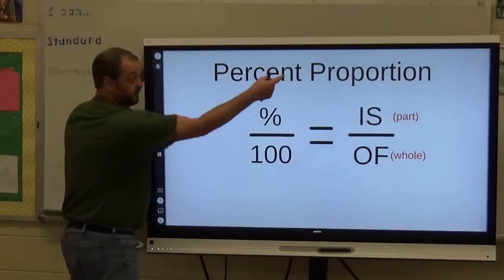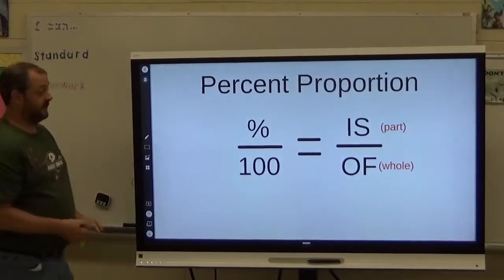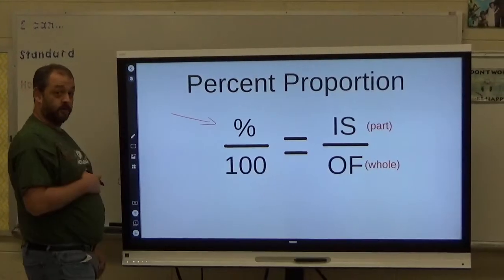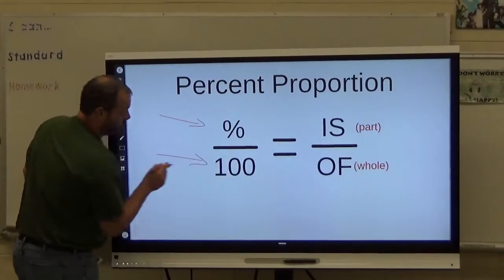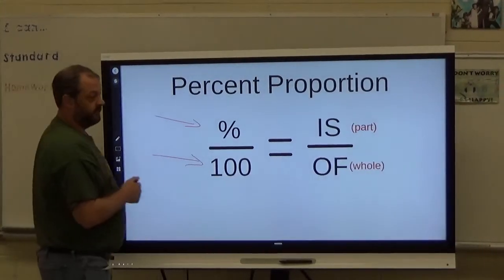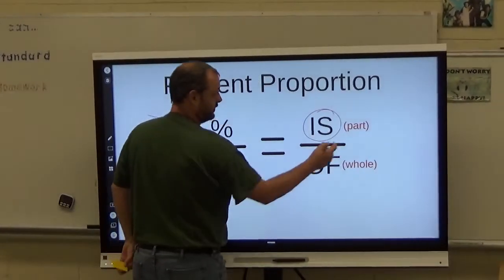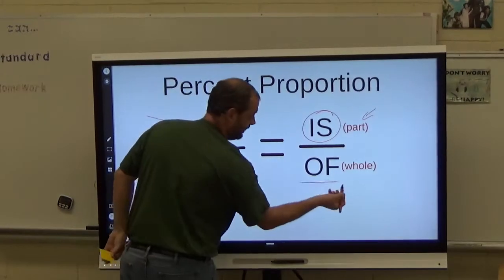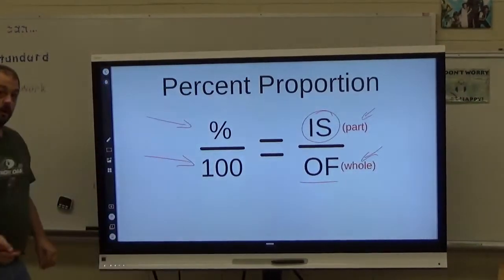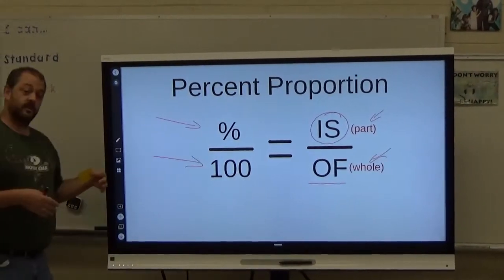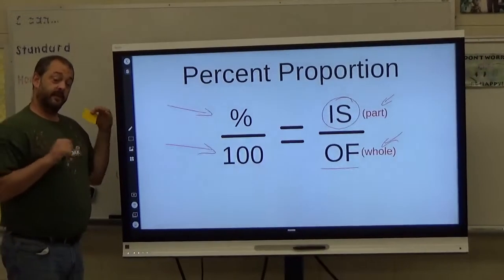It's called percent proportion. Very, very easy. The percent always goes top left. The 100 always goes bottom left. Then you have is, which is also part. You have of, which is also whole. You should be writing this in your notes, and if I'm going too fast, please pause now.